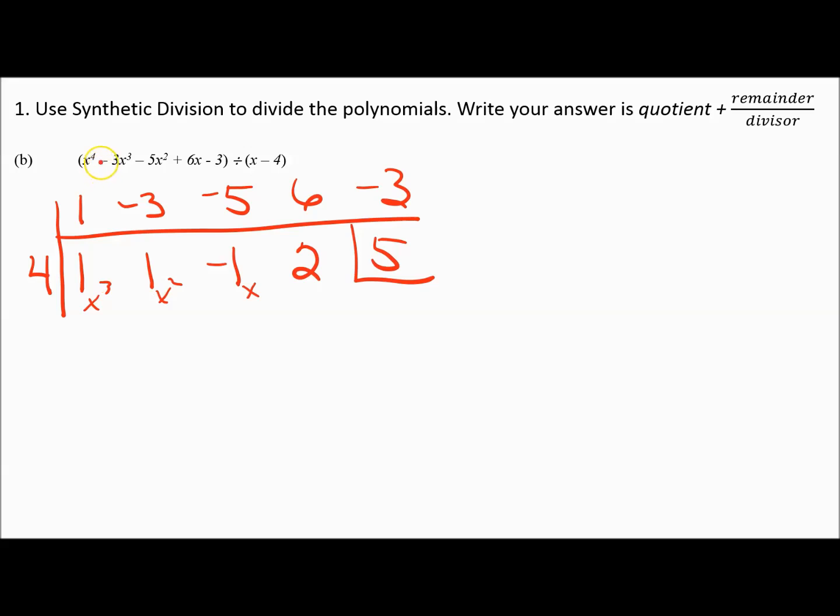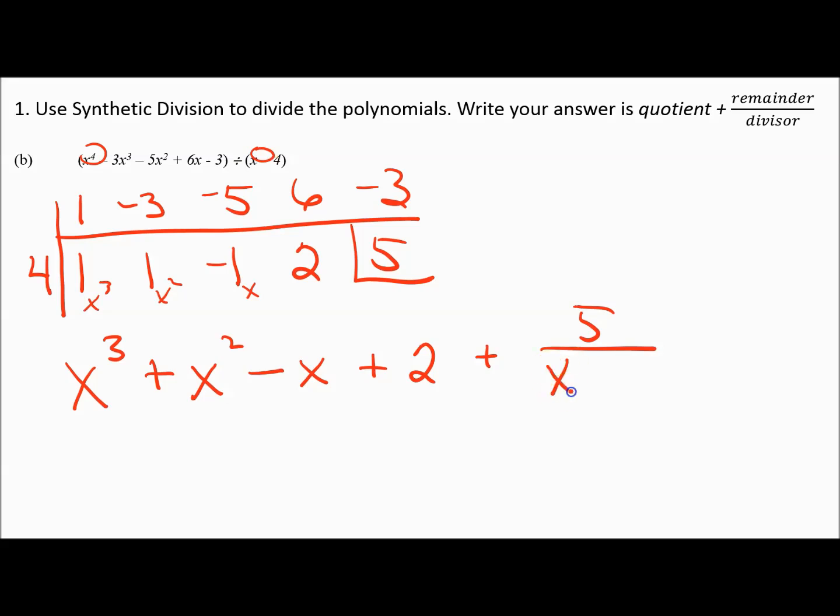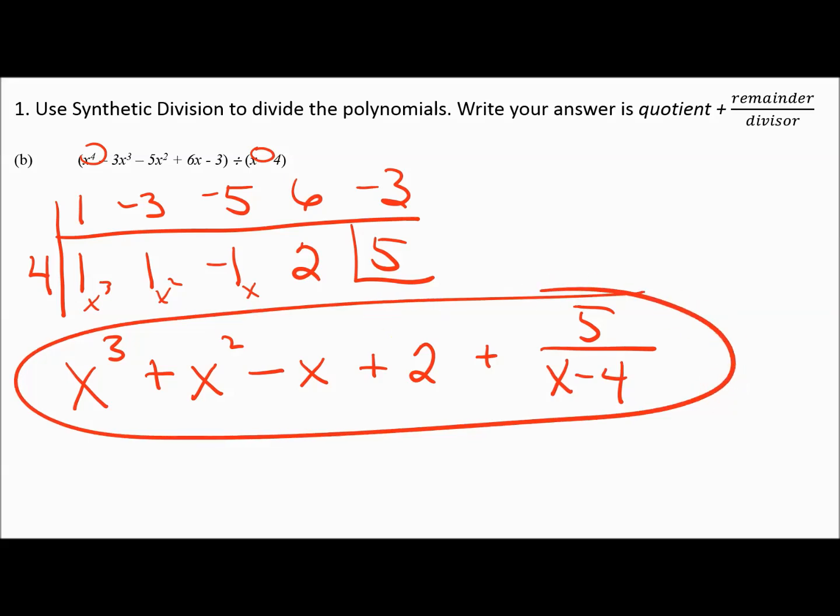Another way to think about this is if you take an x to the 4th and you divide it by an x to the 1st, your highest exponent is going to be an x to the 3rd. So you could start here and work your way down. So my answer is 1x to the 3rd, 1 not required, plus 1x squared minus x plus 2 plus 5 over the divisor up here, which is x minus 4. And that's your final result.